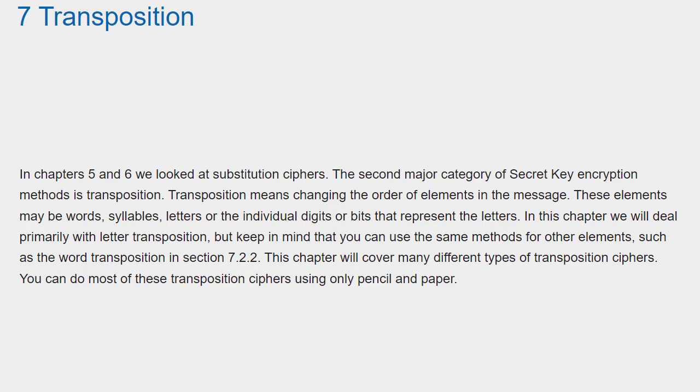This chapter will cover many different types of transposition ciphers. You can do most of these transposition ciphers using only pencil and paper.